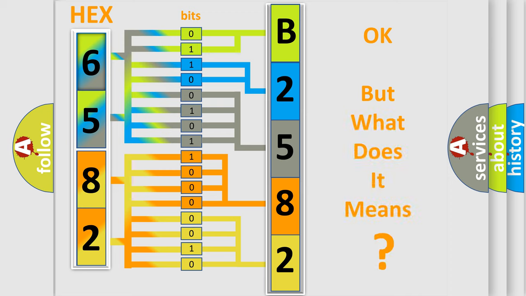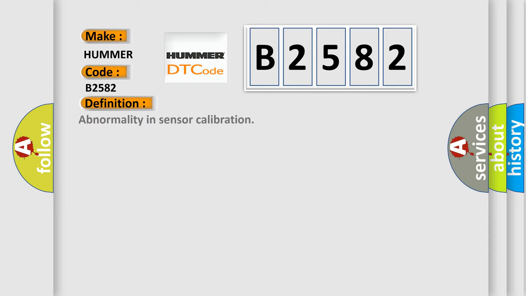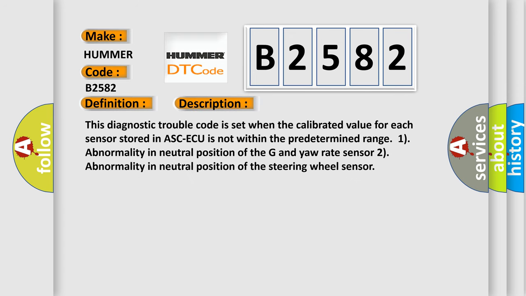The number itself does not make sense to us if we cannot assign information to what it actually expresses. So, what does the Diagnostic Trouble Code B2582 mean specifically for car manufacturers? The basic definition is abnormality in sensor calibration. And now this is a short description of this DTC code.